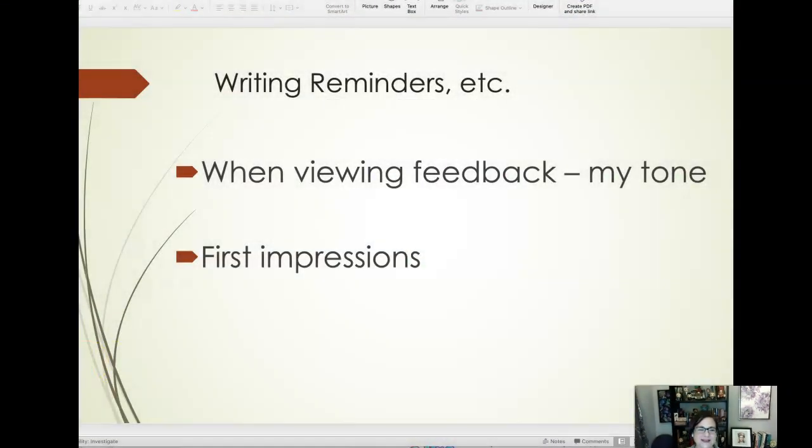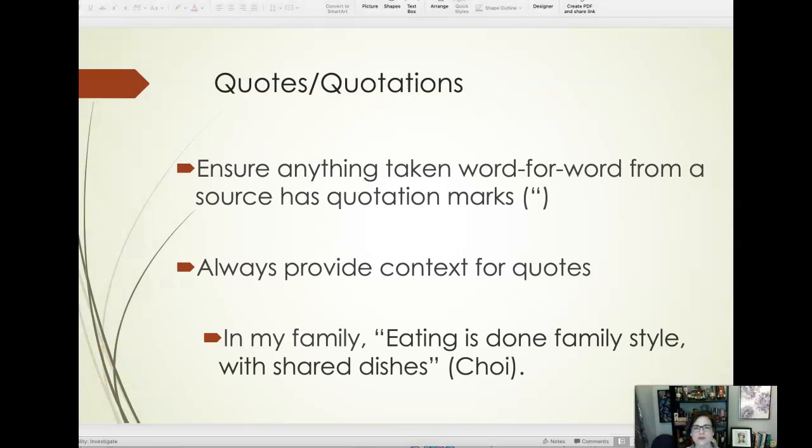Okay. All right, so quotes and quotations. I want you to really ensure that anything taken word for word has to have quotation marks. If you are taking somebody's ideas and paraphrasing them, you still need to give them credit for that. But know that if you're only changing a word here or there, that's still considered plagiarism. You need to change the entirety of somebody's word-for-word ideas. You need to paraphrase it in a way that looks nothing like the original.